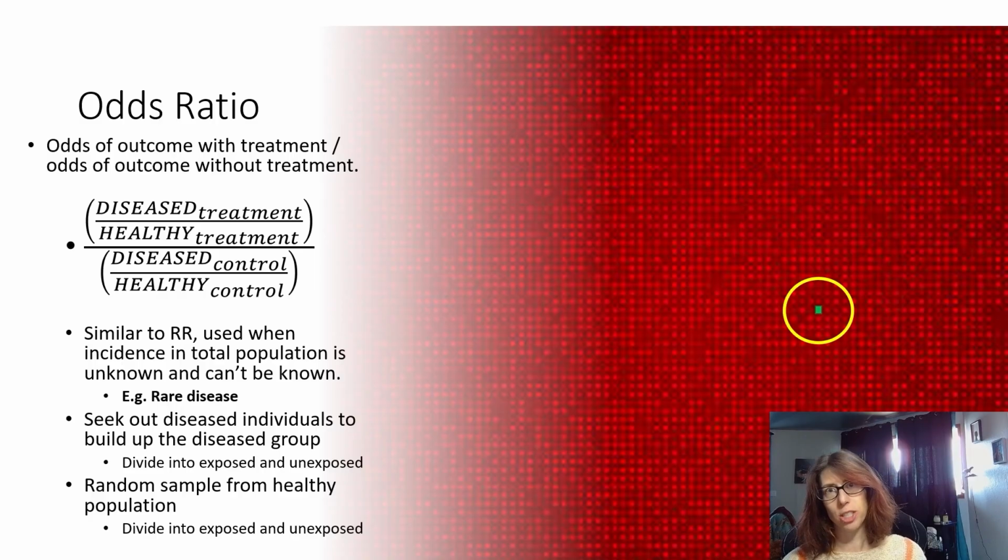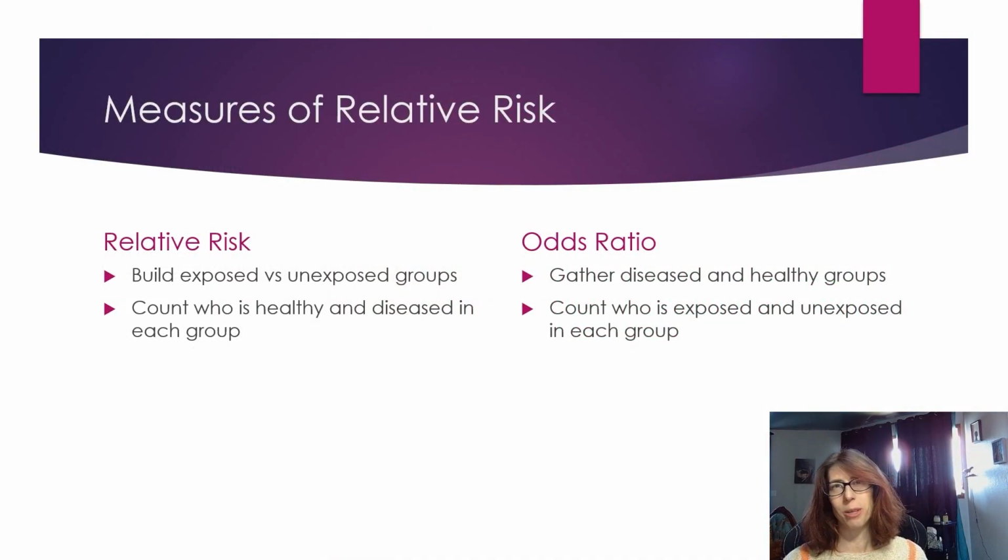To calculate the odds ratio, we would determine the ratio of disease to healthy people in the treatment group, and then we would do the same for the control group, and then we would ratio the ratios. So the difference here between relative risk and odds ratio is how we do the sampling. With relative risk, we built exposed and unexposed groups, and then we counted who was healthy and diseased in each group. With odds ratios, we build diseased and healthy groups from the general population, and then we count who was exposed and unexposed to the hazard or treatment in each group.